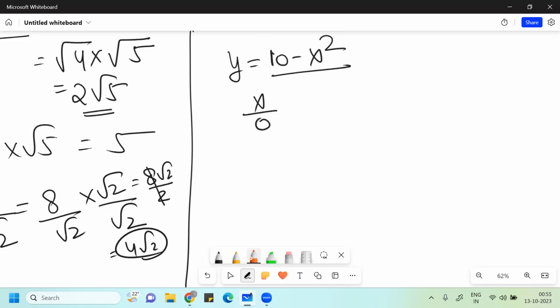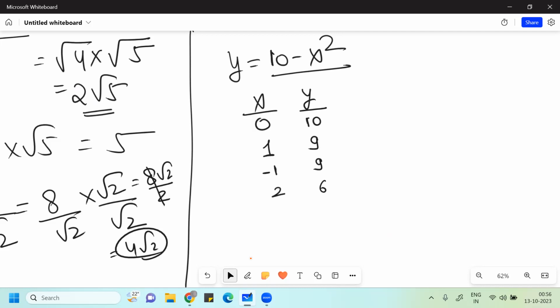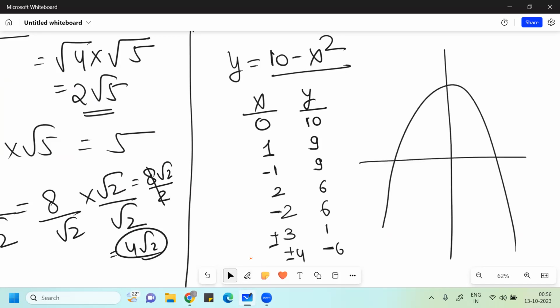If I put the x value 0, the y value I'll get is 10. If I put x equal to 1, I'll get y as 9. If I put x equal to -1 also, I'll get y as 9. If I put 2, then I'll get 6. If I put -2, then also I'll get 6. If I put 3, then I'll get 1. If I put plus minus 3, I'll get 1. If I put plus minus 4, I'll get -6. Okay, so you're getting it. If you plot the graph of this, you will get something like this.